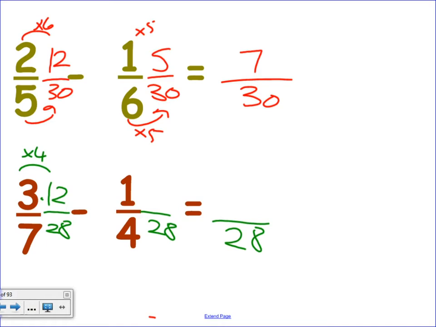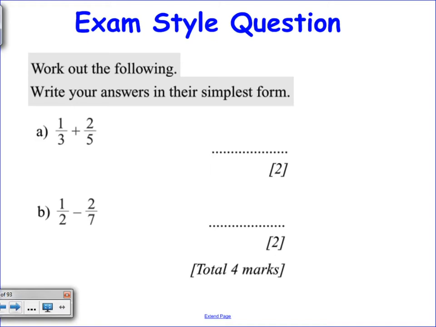Second one, what have I done to get from 4 to 28? Times it by 7. What do I do to the top? So I've got 12 28ths, I take away 7 28ths, and I end up with 5 over 28. Can I simplify it? No. Good. Excellent. Most excellent. Two for you, and then I think we're on a break.